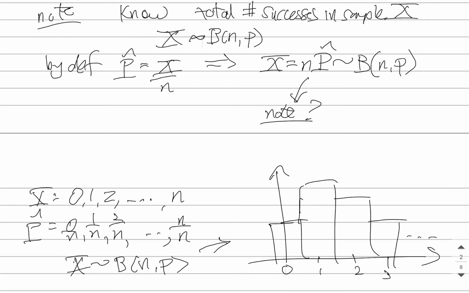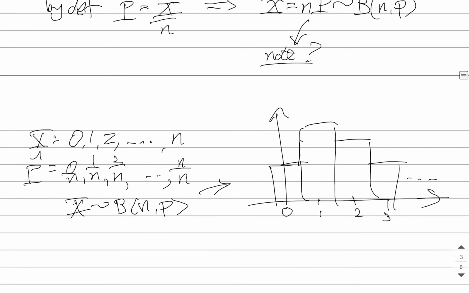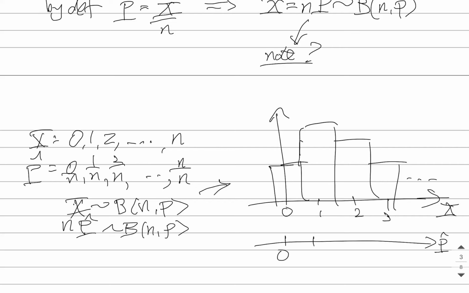Now, the specific picture that we get would depend very much on the values of n and p, but what this result is telling us here is that since np hat is equal to x, it's also binomially distributed. And that means if we wanted to underlay an axis down here with p hat values, we would get exactly the same bars and exactly the same locations and exactly the same heights for the values of p hat.